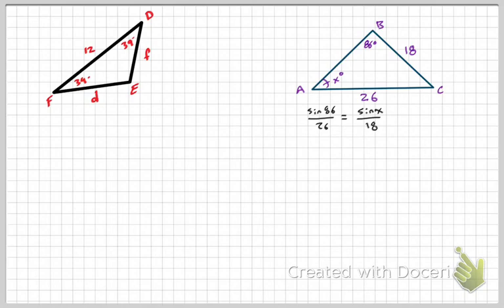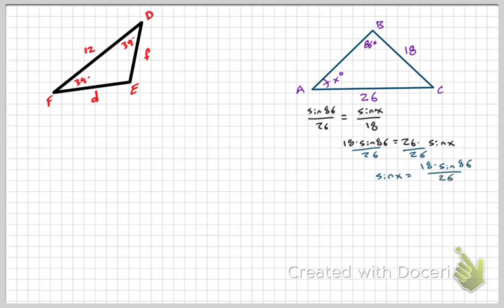So I'm still going to do my cross multiplying, so I'm going to get 18 times the sine of 86 equals 26 times the sine of X. I then would need to get the sine of X by itself, because remember, sine of X means we're going to be doing an inverse. Just like when we did inverse in right triangle trig, I'm going to divide both sides by 26. So that means the sine of X equals 18 times the sine of 86 divided by 26.